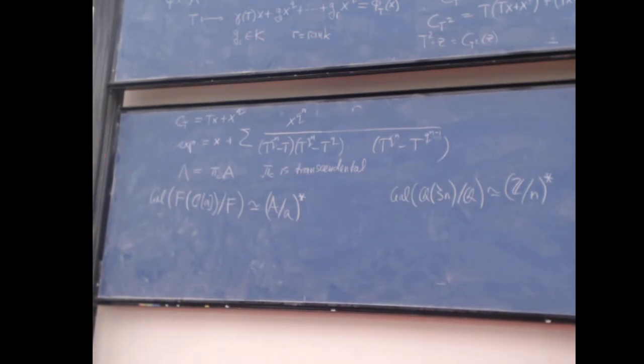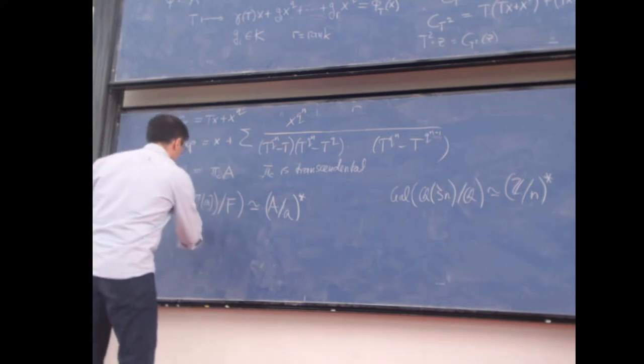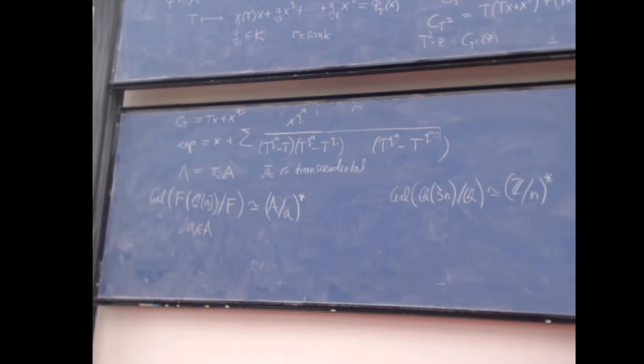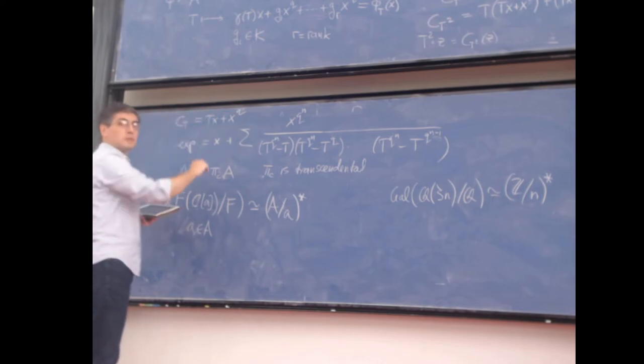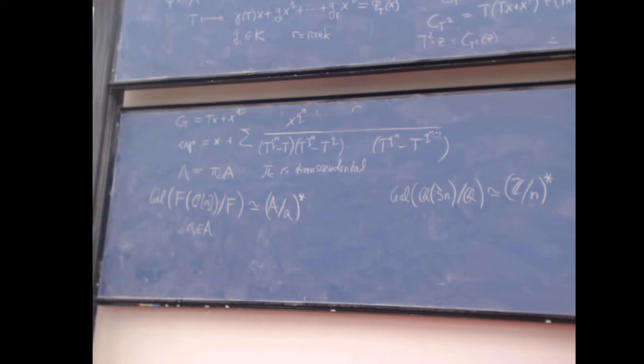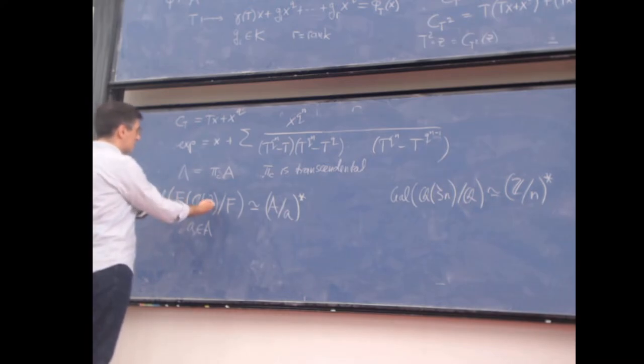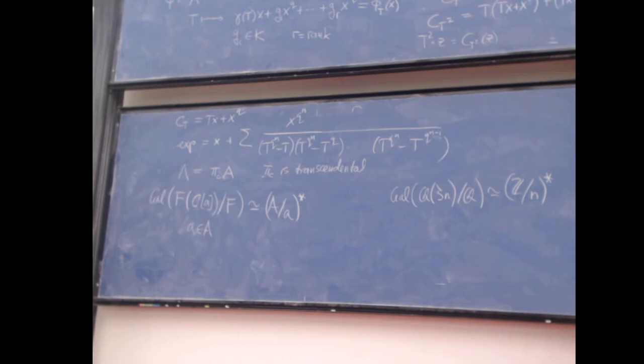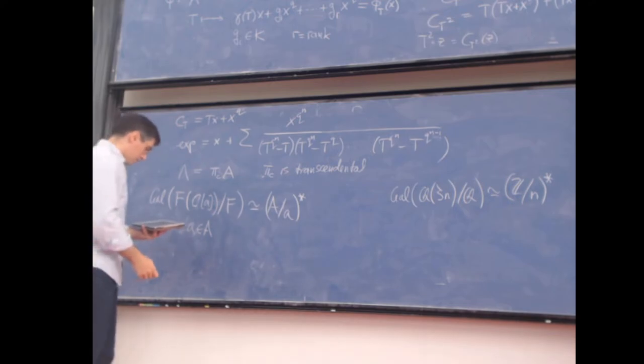Sorry? A is arbitrary. A is in A. So you iterate this polynomial, like if you want to compute, I don't know, t squared plus t plus 1. So you iterate, you will get some polynomial, you compute its roots, it has an A module structure. And then this extension that you get by splitting that polynomial will have this Galois group, which are the roots of unity.